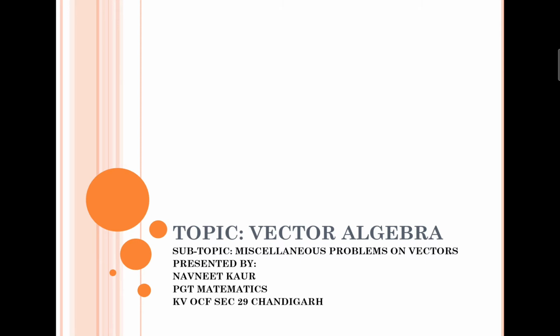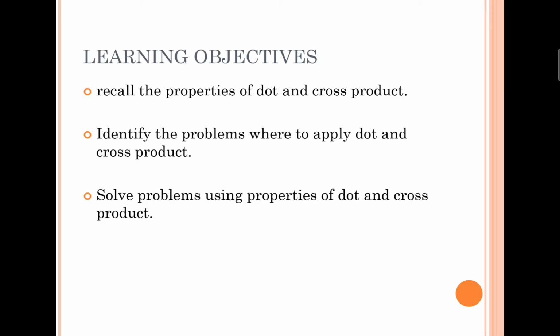Today our topic of discussion is vector algebra, and under this we are going to discuss some miscellaneous problems on vectors. Before beginning with the topic, let us see the learning objectives. After the completion of the topic, you will be able to recall the properties of dot and cross product, identify the problems where to apply dot and cross product, and solve the problems using properties of dot and cross product.